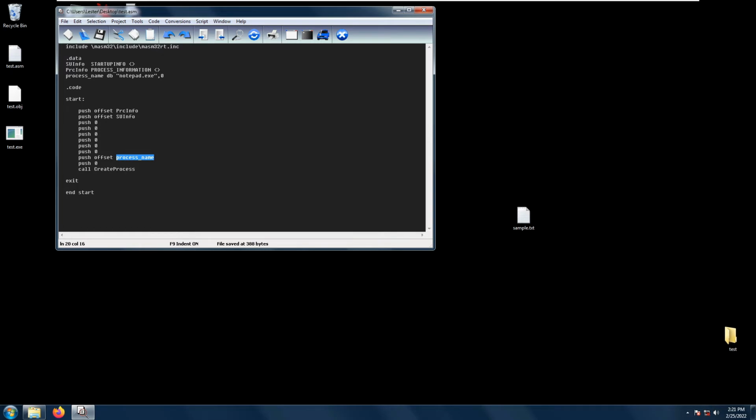In this case, we have notepad.exe. So that is the process that we want to open. Then after all that, we just push zero again and call CreateProcess. So this will open a notepad for us.